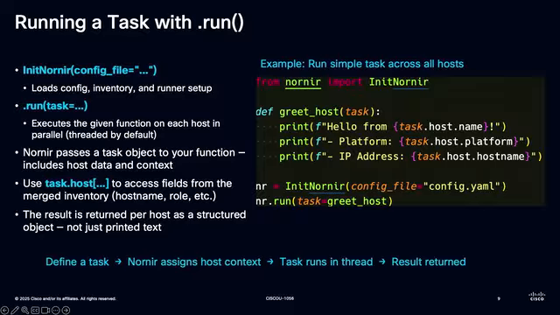So in this first example, I'm basically going to call this other function. So you can see we have a greet host function that we have our Python function defined here as greet host, and we're going to access variables from our inventory file and then print them to the screen. Just kind of showing a basic example of how they work together.